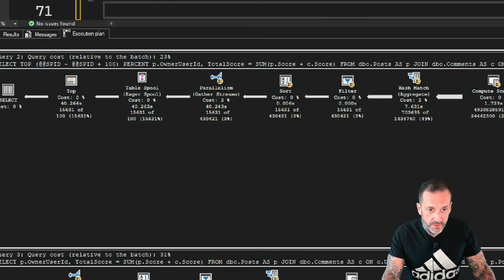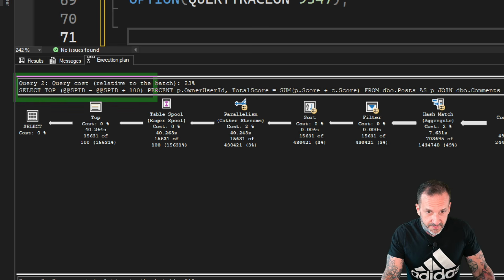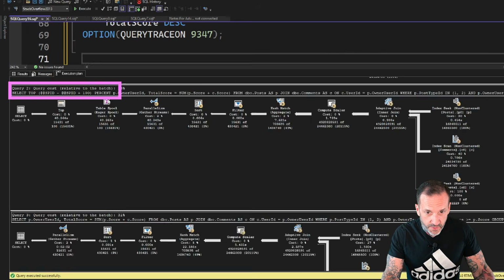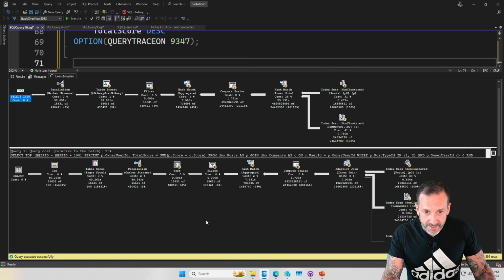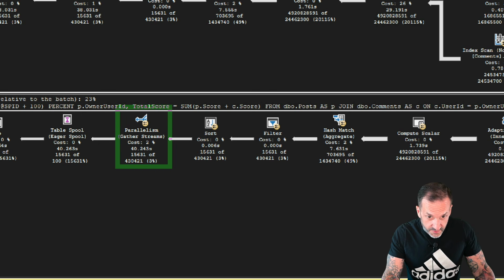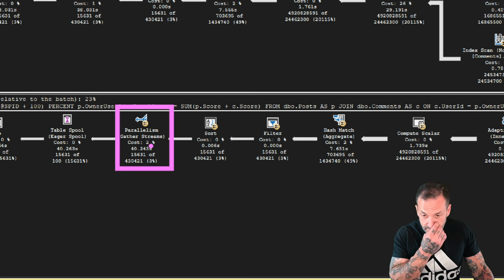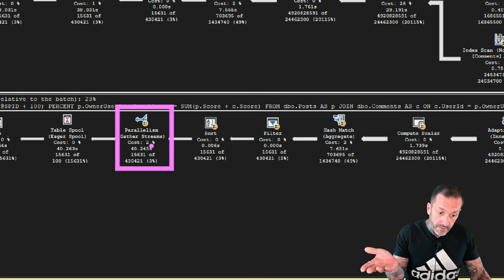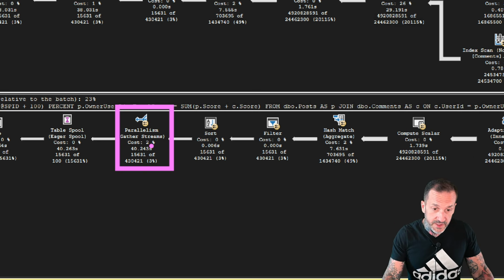For the next one down, this is that funny top SPID minus SPID plus 100% query. And the operator time does show up earlier because we have the gather streams here, right? So this is where the batch mode stuff pretty much ends. None of the parallel exchanges support batch mode. So this is where we go into row mode.